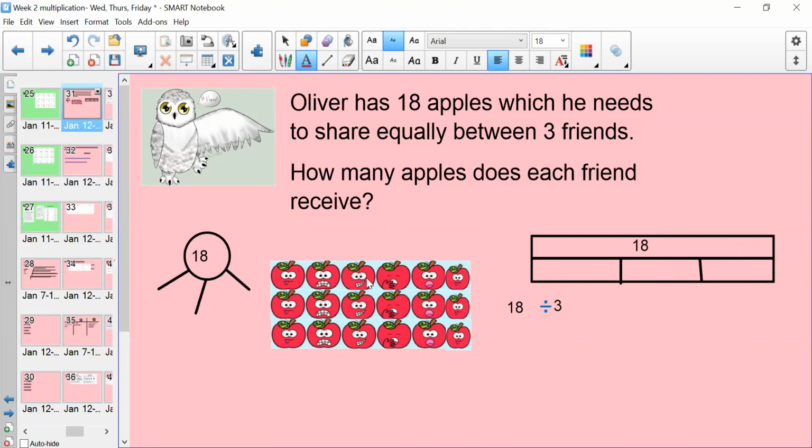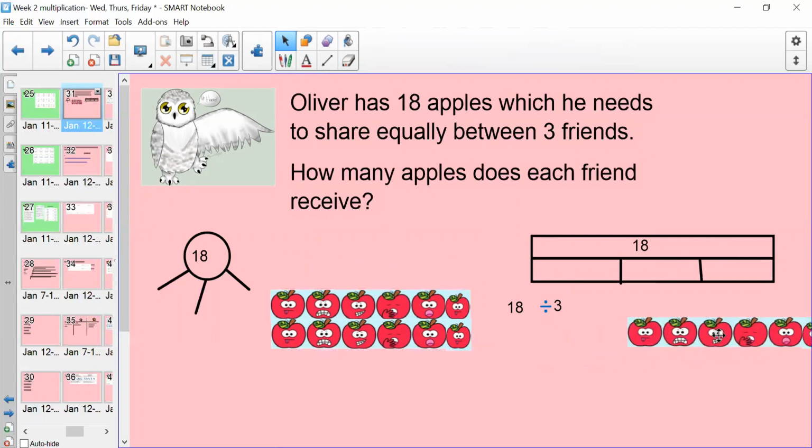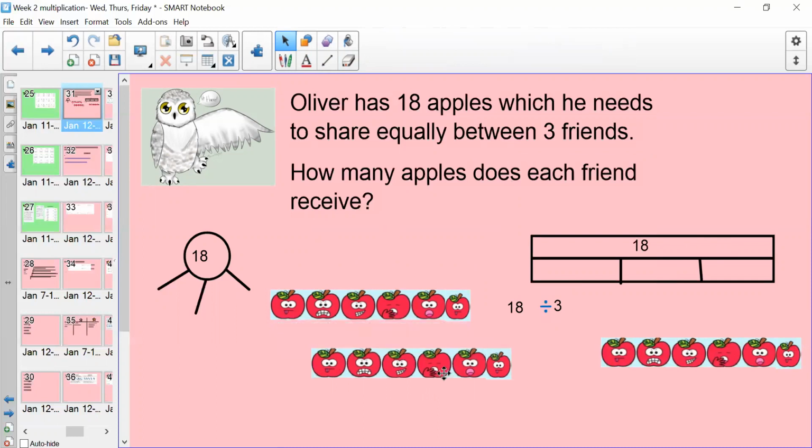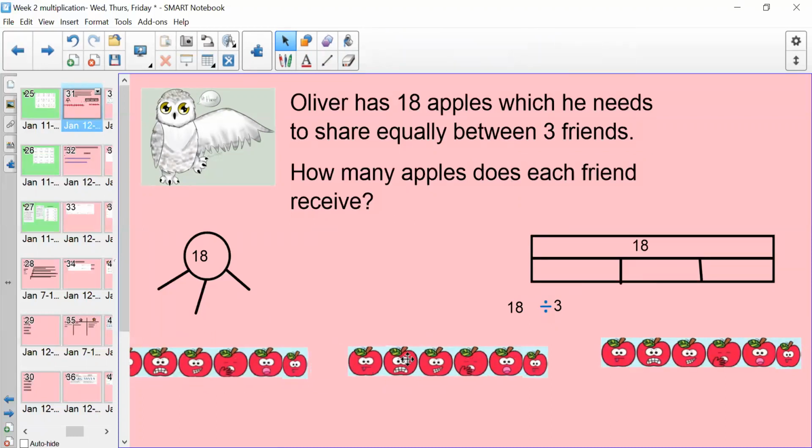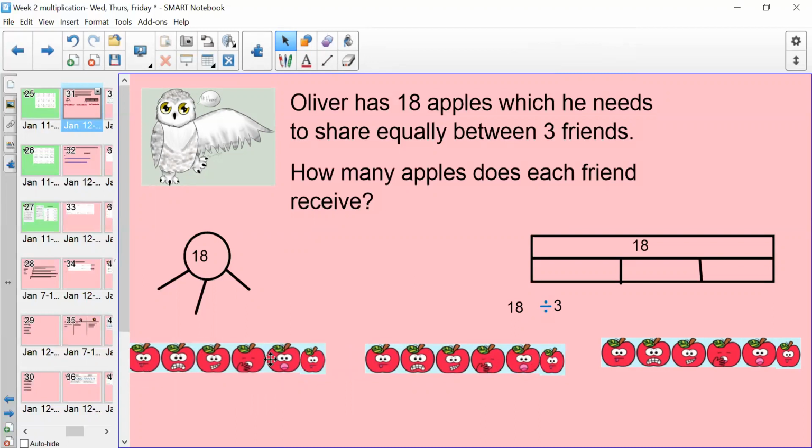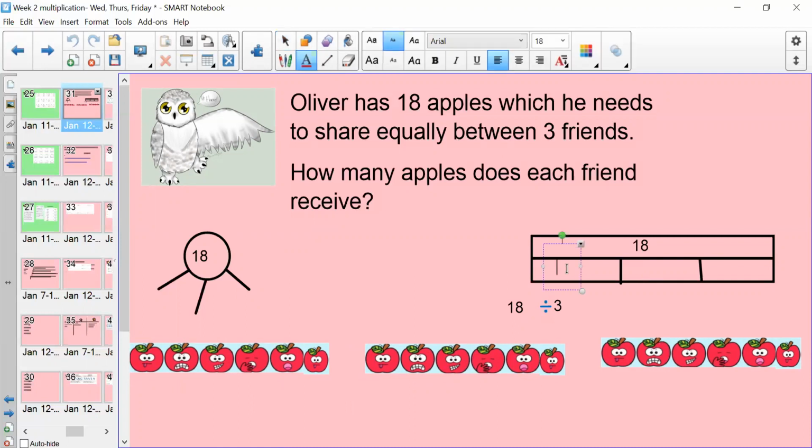Okay, so here I've got 18 apples as well. You could have drawn 18 apples, but we want to try and get away from drawing apples. You can see that if I split this into 3 groups for my 3 friends, each friend is going to get 6 apples. So I would put in 6 apples for this friend, 6 apples for this friend, and 6 apples for this friend. And the same with the parts.